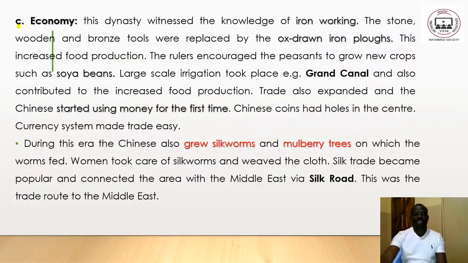Another contribution is the economy. So this dynasty witnessed the knowledge of iron working. So the stone, wooden, and bronze tools were replaced by the ox-drawn iron plows. So those plows increased food production. So the rulers encouraged the peasants to grow new crops such as soya beans. So soya beans were grown in abundance during that time. So the large-scale irrigation system also took place during that time. For example, they built the Grand Canal and that also contributed to the increased food production.